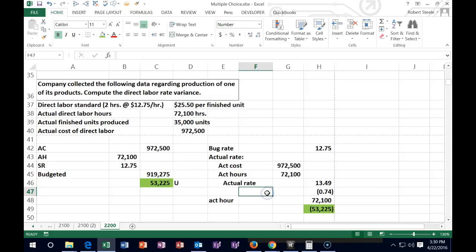So sometimes the way the problem will be set up, it'll be easier to do the math this way. Sometimes the math will be easier this way. Some people like to see it one way or the other, whichever works for you.